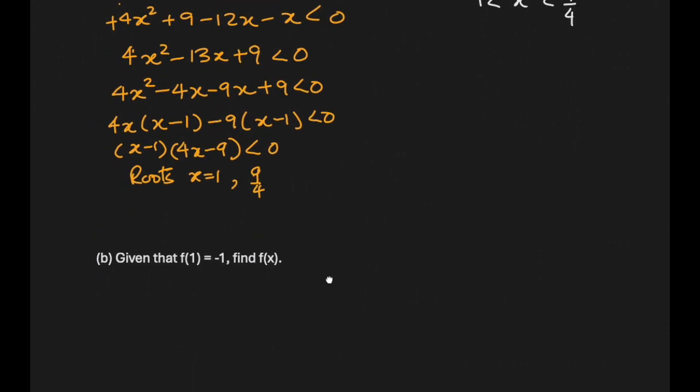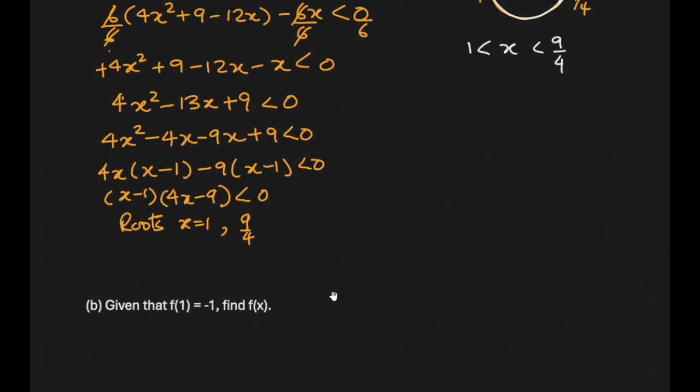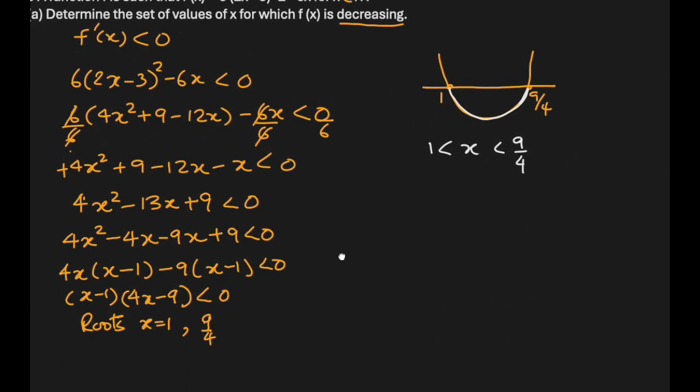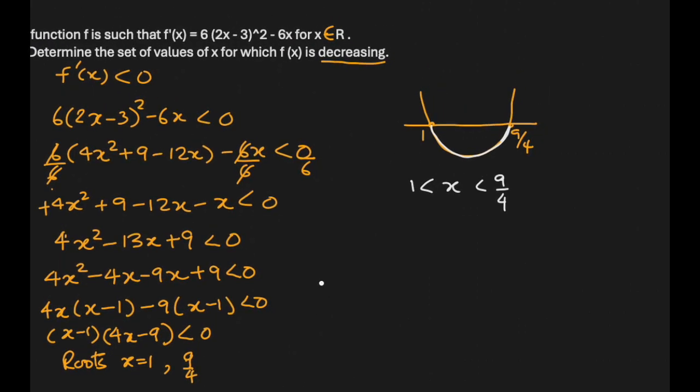Given that f(1) is minus 1, find f(x). Okay, so basically from the derivative they are asking us to find the original function, and we'll have to integrate it to find the original function. So we will integrate 6 times (2x minus 3) squared minus 6x with respect to x.